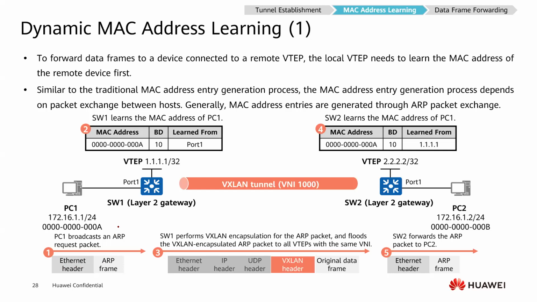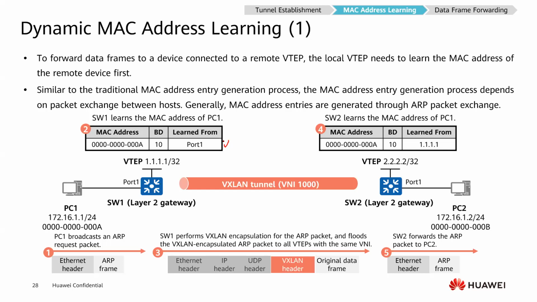Switch 1 will learn the source MAC address, all right, and it will form the first dynamic MAC address table entry, it is this one. Then switch 1 will find that the destination MAC address is FFFF.FFFF.FFFF, all right, which represents a broadcast frame. So switch 1 will perform the VXLAN encapsulation for the packet, and then it will forward the packet to all VTEPs with the same VNI.